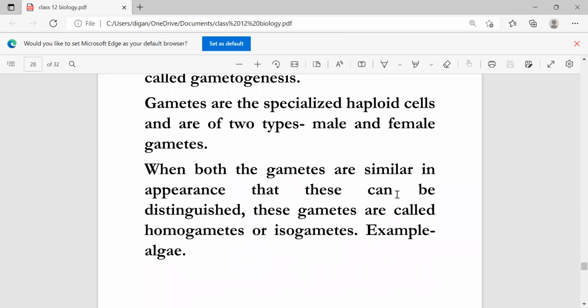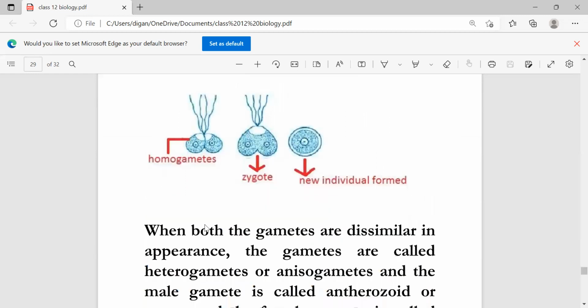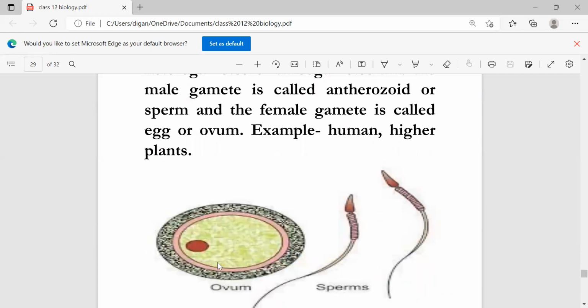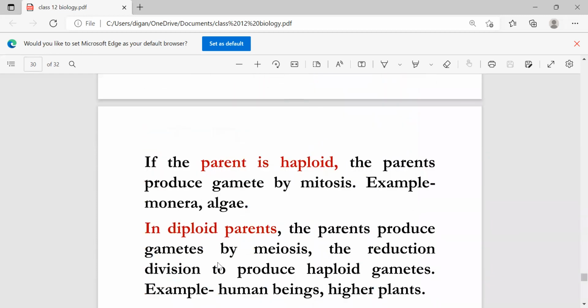When both the gametes are similar in appearance and cannot be distinguished, these gametes are called homogametes or isogametes. Example is algae. Still I am showing you the notes here so that you can easily remember and understand. So this is the example of homogametes. When both the gametes are dissimilar in appearance, the gametes are called heterogametes or anisogametes, and the male gamete is called antherozoid or sperm, and the female gamete is called egg or ovum. Example is human or higher plants. Look, this diagram is given. Already I have explained. Still, once again, I am giving you the notes so that you can easily remember.